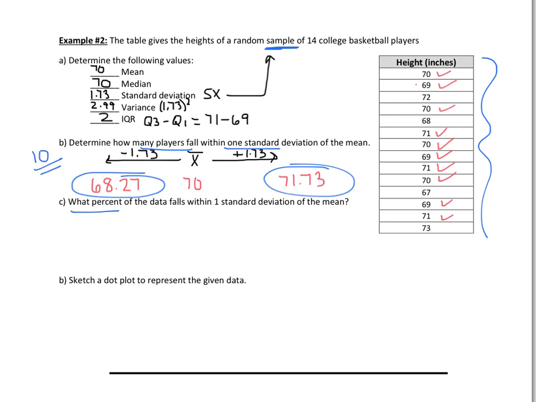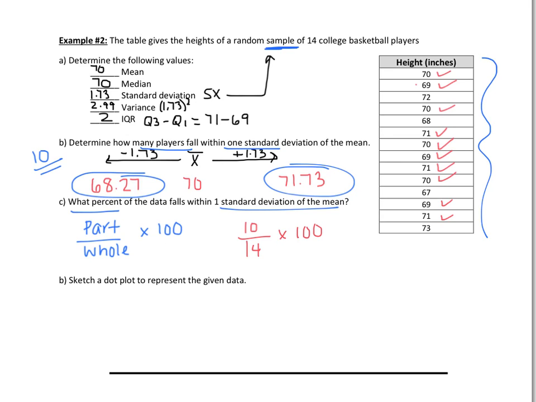Now it says what percent of this data falls within 1 standard deviation of the mean? A percent is a part over a whole times 100. So the part that we have is 10. 10 of these players were within 1 standard deviation of the mean. So 10 out of a total of how many players? Well, there were 14. So 10 out of 14 times 100.